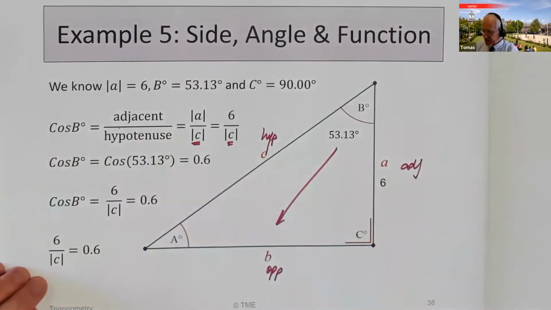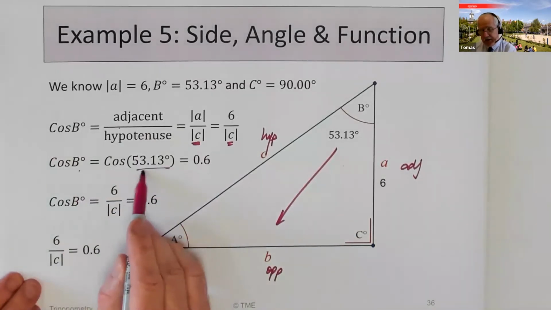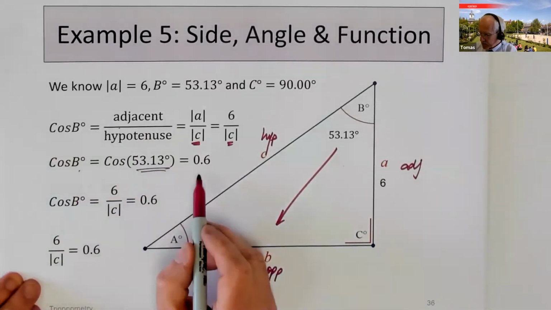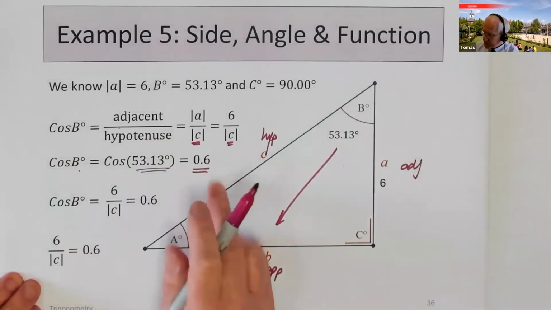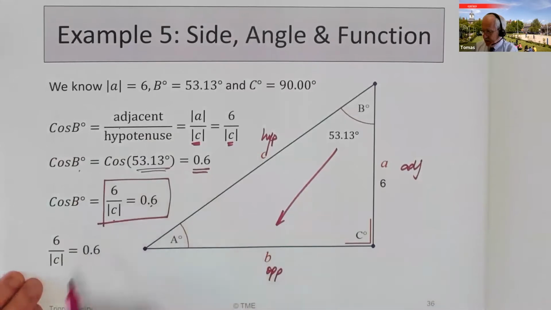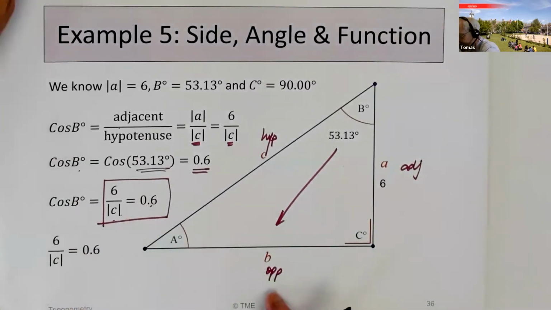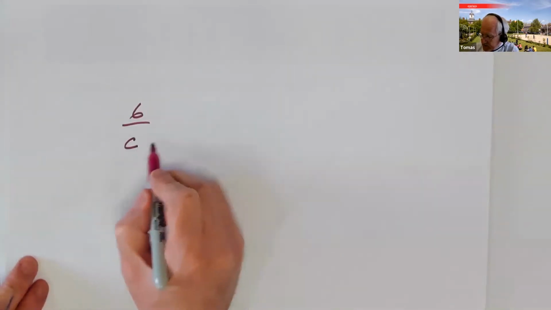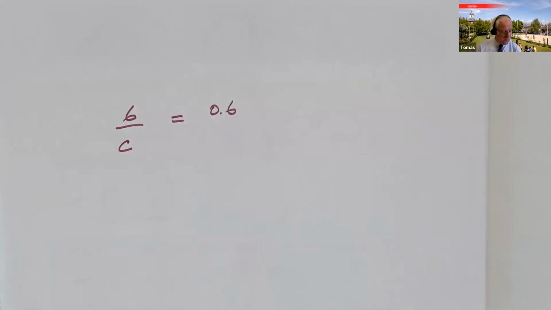I don't know the length of C yet. But cos of B, or cos of 53, I can get that on a calculator. So I know that the cos of that angle is 0.6. So 0.6 must be 6 over C. So I now have to solve that equation for C. So let's just take the equation. 6 over C is 0.6. How do I solve for C?